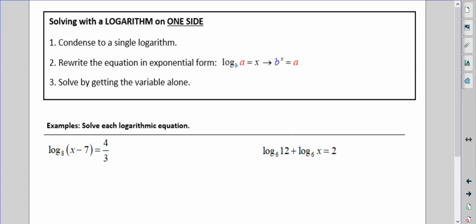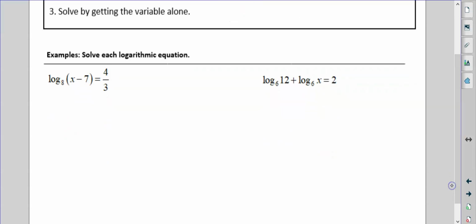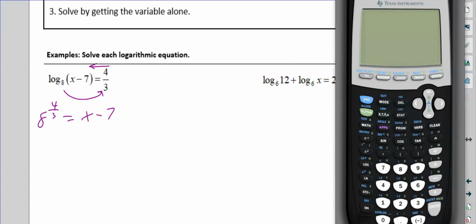All right. So how do we do this? We condense to a single logarithm. Okay, we always want it by itself. Rewrite the equation like we just practiced and then solve. So 8 to the 4 thirds equals x minus 7. So we have a calculator. Let it do the heavy lifting. 8 to the power of 4 divided by 3. 16.